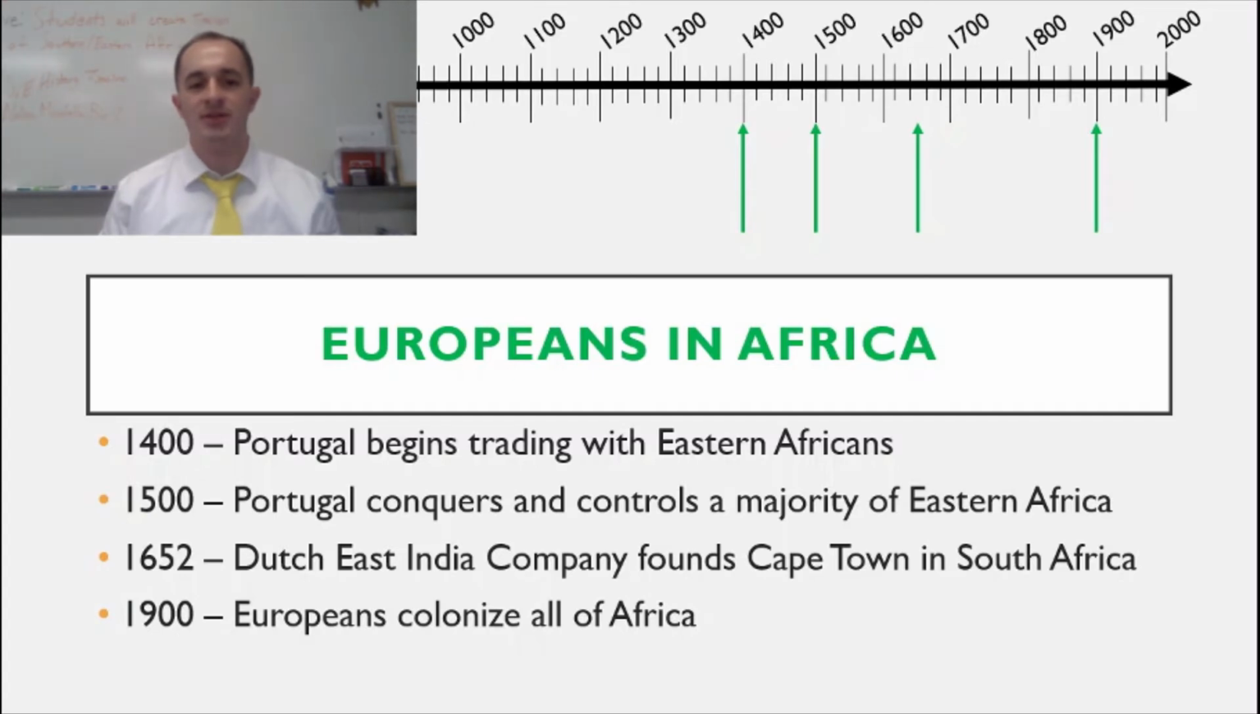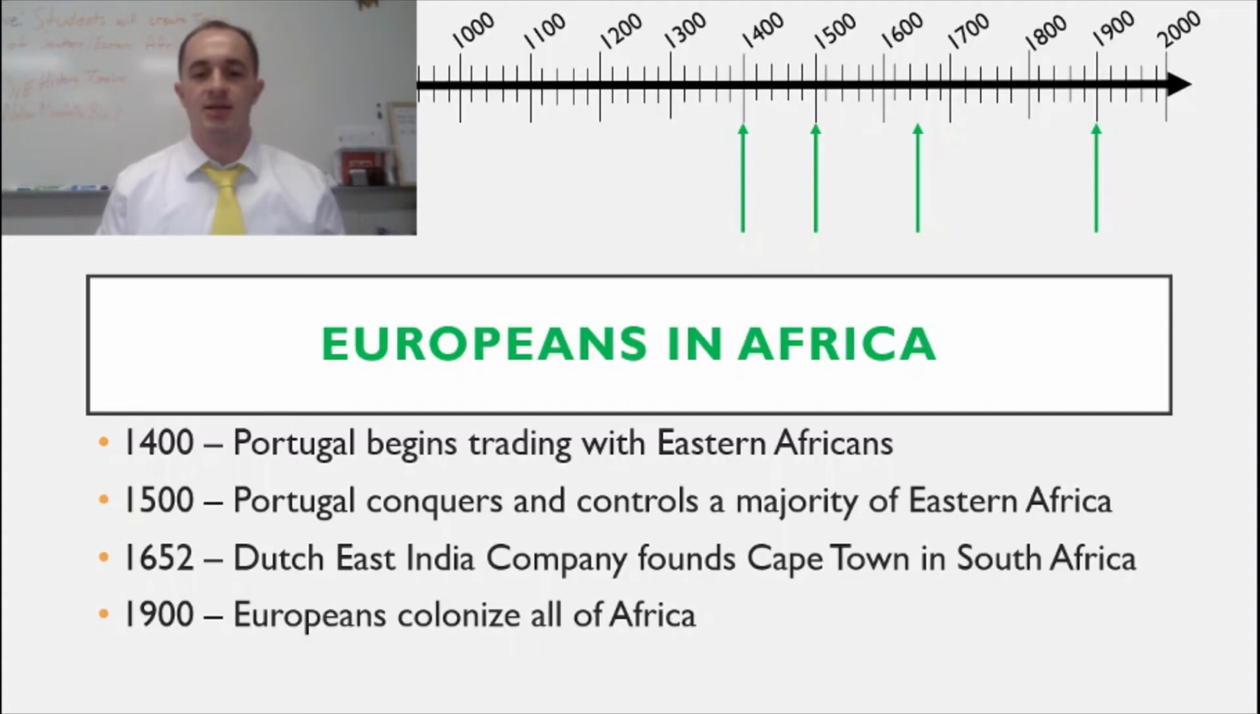Next thing we're going to have is the Dutch East India Company. So in 1652, so I did 1650, you can see it's between 1600 and 1700. It's that third green line. 1652, the Dutch East India Company founds or creates Cape Town in South Africa. So in the country of South Africa, they founded a bunch of different port cities and supply posts, and a couple of these were larger than others, the largest of which, the most notable, was that of Cape Town.